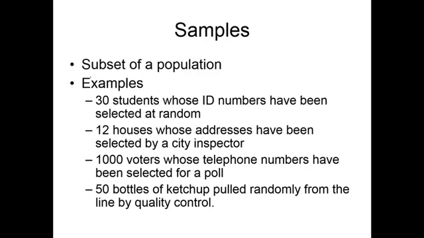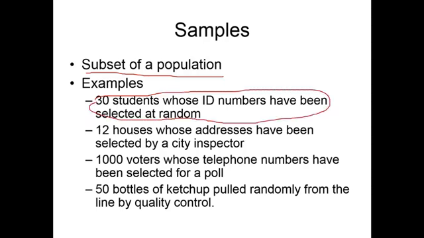A sample is a subset of a population. So, for example, if we select 30 students whose ID numbers have been selected at random, that's a sample from the population of PSU students. If we select 12 houses whose addresses have been selected, hopefully at random by a city inspector, that is a sample of houses.